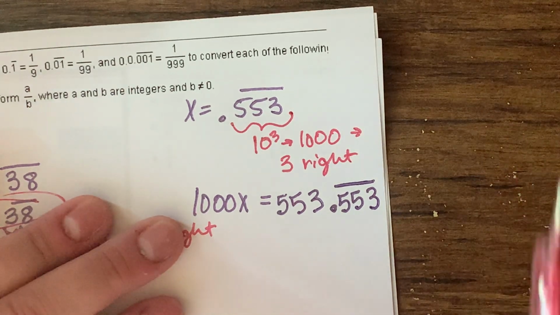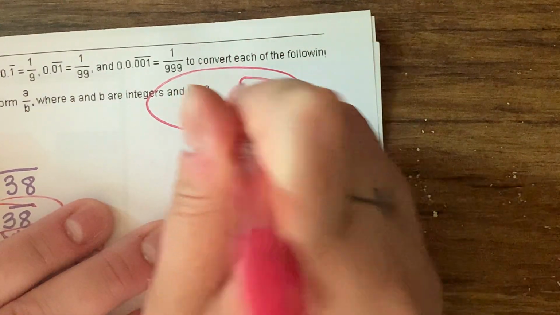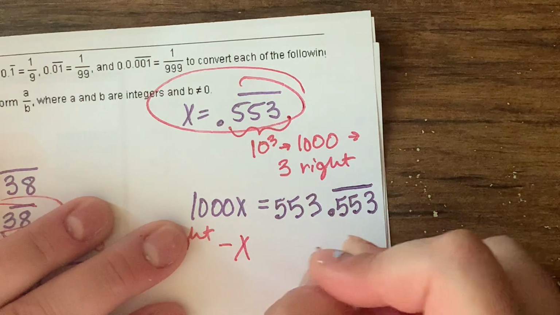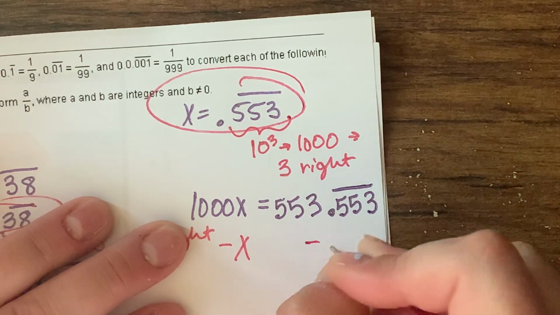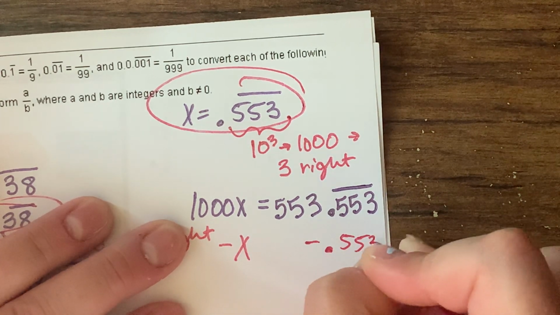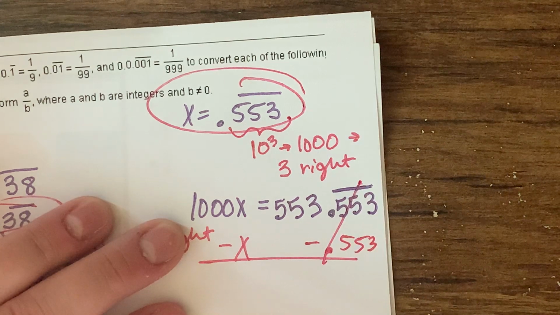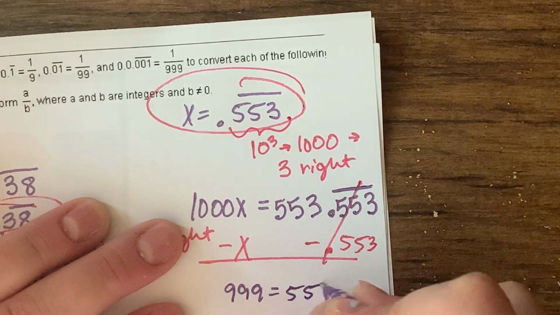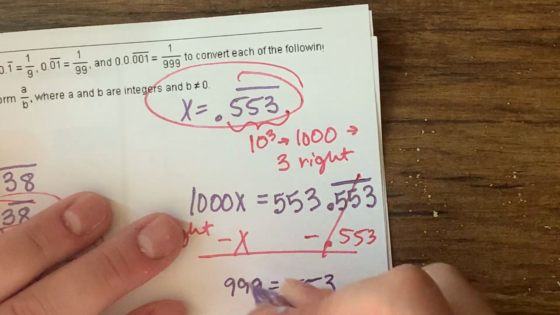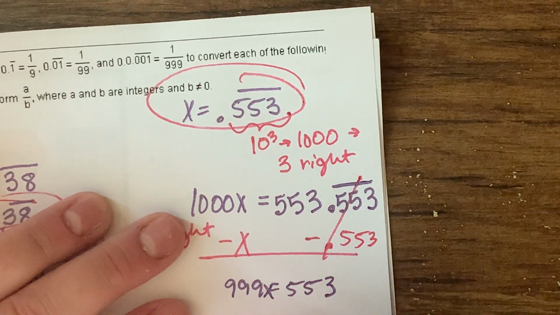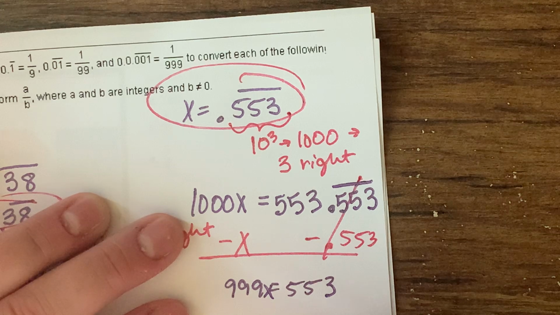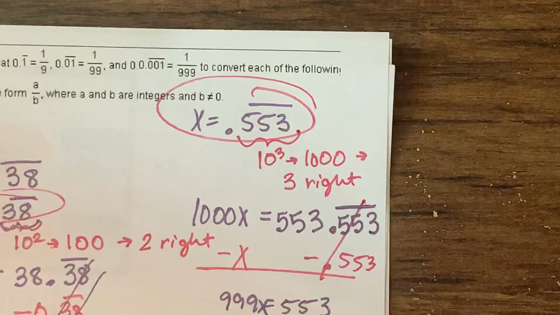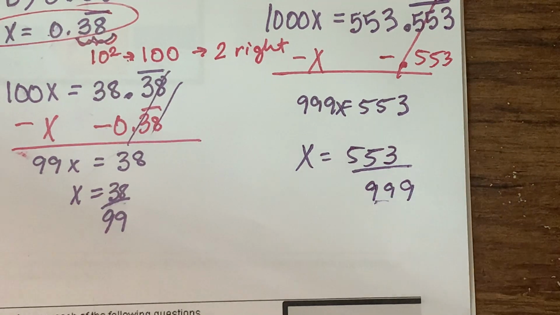Okay, now we're going to subtract our original x and 0.553 repeating. And we get 999x equals 553. And then divide by that 999. And then see if you can reduce. You might be able to reduce. Okay, woohoo!